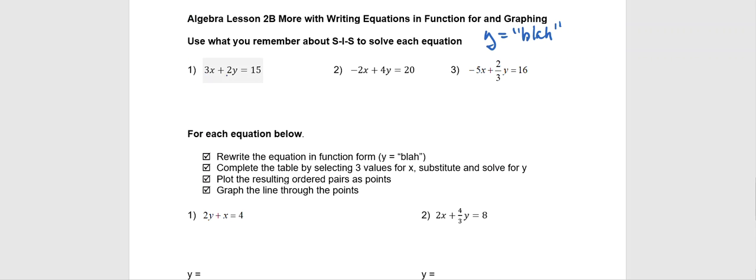Let's start by isolating the term with y by moving the term with x away. Now remember, if you don't recognize that this 3x is positive, you can feel free to put a plus sign out front. That's going to make it a lot clearer that you're going to have to subtract 3x on both sides. In doing so, your 3x cancels out, and you will get 2y equals negative 3x plus 15.